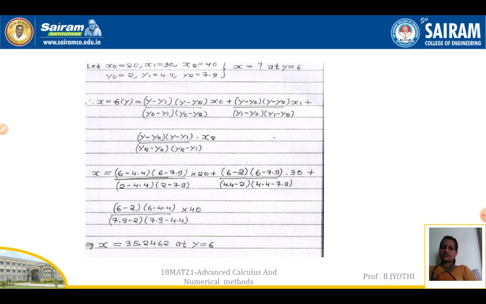So we have to use the inverse interpolation formula in order to find the x value for a given value of y. So y minus y1 into y minus y2 into x0 divided by y0 minus y1, y0 minus y2, plus y minus y0, y minus y2 into x1 divided by y1 minus y0, y1 minus y2, plus y minus y0, y minus y1 divided by y2 minus y0 into y2 minus y1 into x2. On substitution of all these values, we get 35.2462 at the point y equals 6.